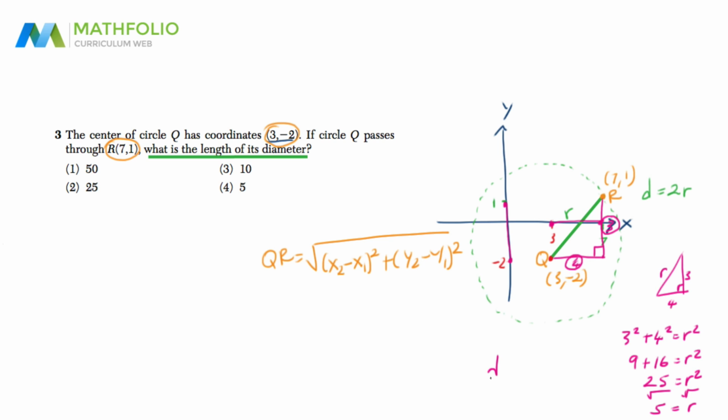And don't forget, the diameter is 2 times the radius. So that is 2 times the 5, which equals 10. And so we just found out that the length of the diameter is 10.